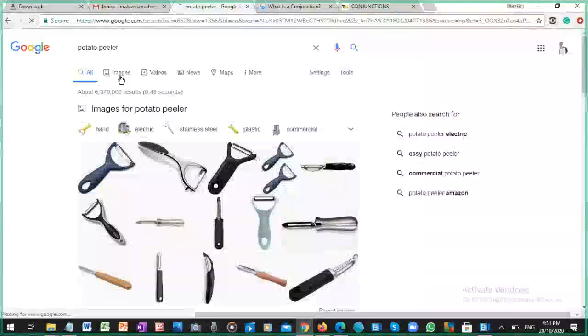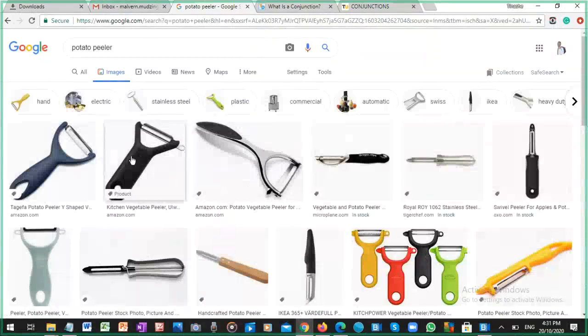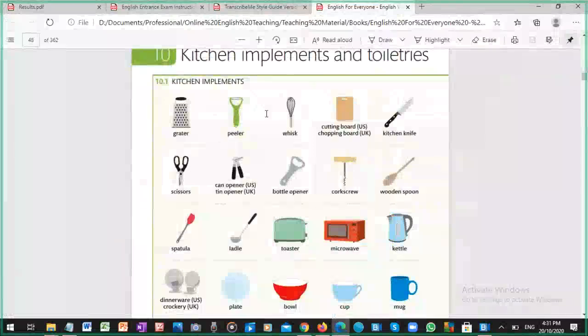Can you see? This is a peeler. All right, well done. The next one is a whisk. Then we have a cutting board, chopping board. Well done. Next one is a kitchen knife. Well done.